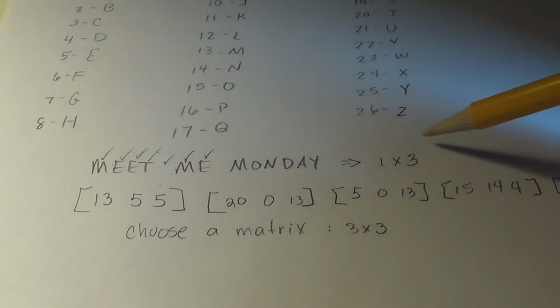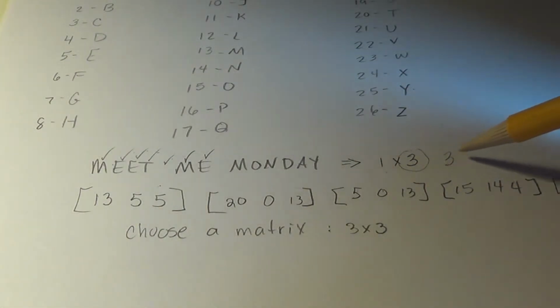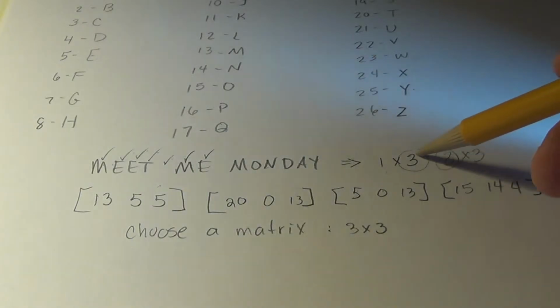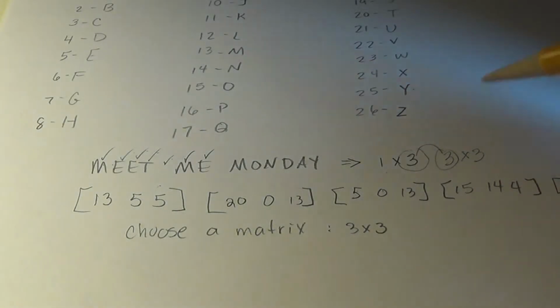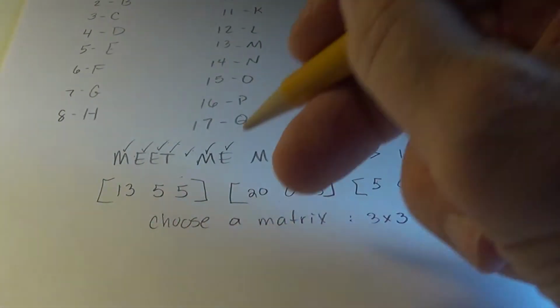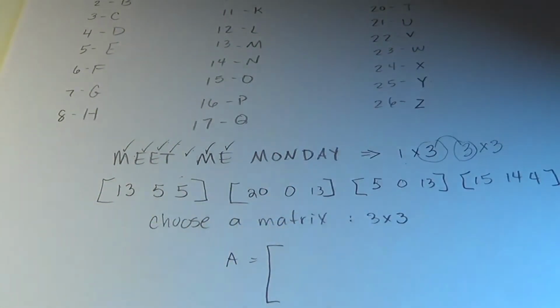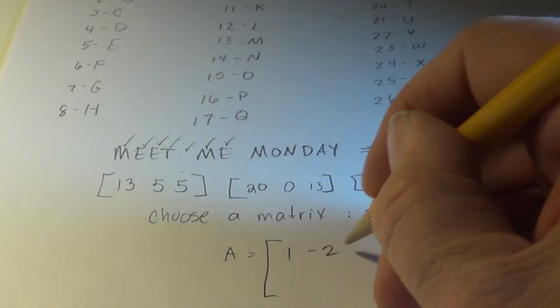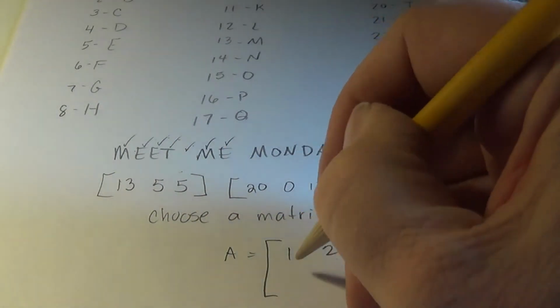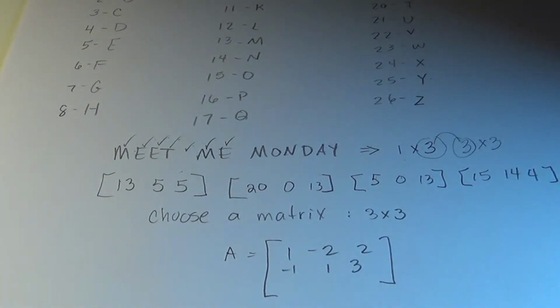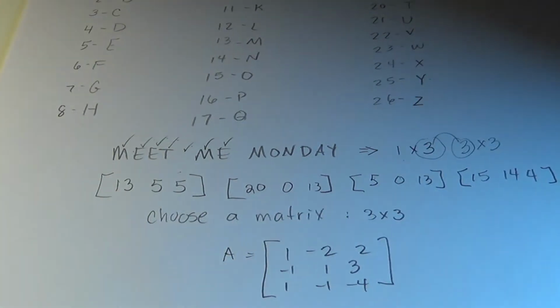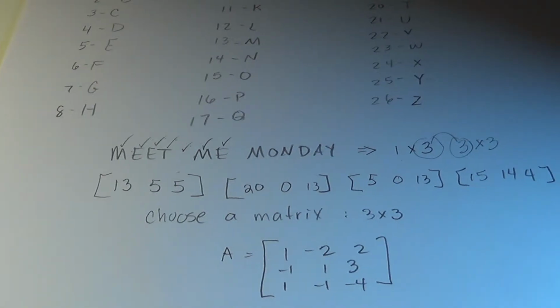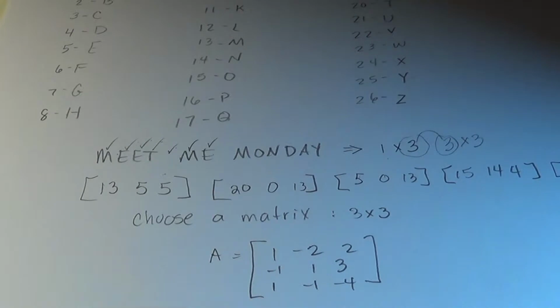We're going to be multiplying it, so I can multiply this by a 3x3, because we know when these dimensions match, it can be multiplied. I'm going to use a 3x3 matrix, and I'll just pick this one: 1, negative 2, 2; negative 1, 1, 3; and 1, negative 1, negative 4. We'll call this matrix A.